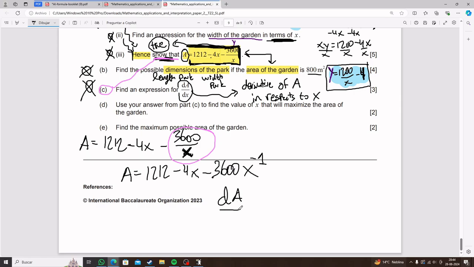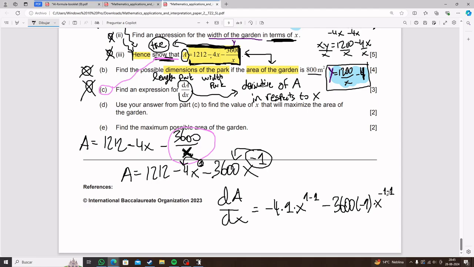So from here you do the derivative, and from here you realize, well, this 1212 doesn't have an x, so this 1212, boom, disappears. This minus 4x, you have an x to the power of 1, so this is going to be 1 times negative 4. So minus 4 times 1 times x to the power of 1 minus 1, ¿cierto? Following the rule of, first of all, the exponent multiplies in front, and second of all, you do a minus 1 to the exponent. Minus 3,600 times negative 1, because it's this exponent here, ¿cierto? Going in front, times x to the power of negative 1 minus 1.